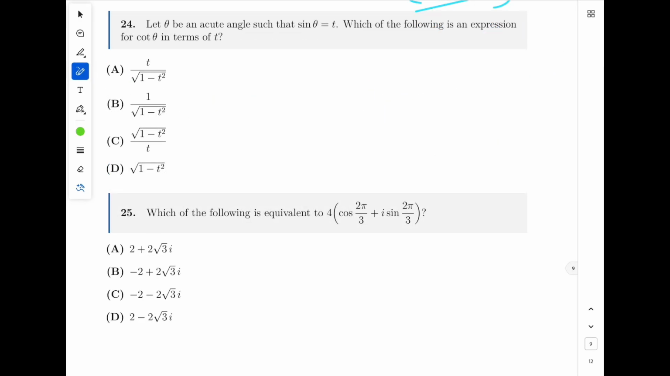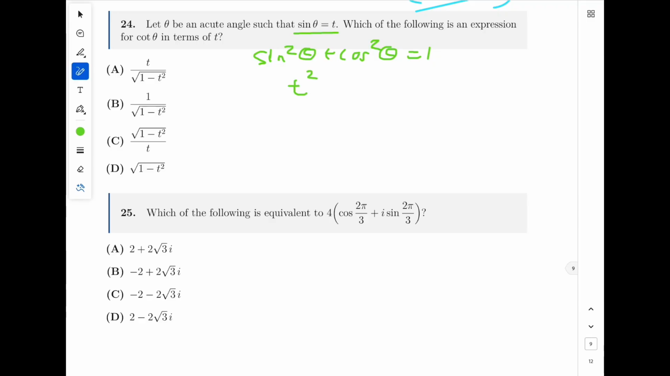Okay, question 24 is again slightly an application of the last question, but it is a bit tricky and non-trivial. We have to find an expression for cot theta in terms of t, where sine theta is equal to t. Now again, the core identity is sine square theta plus cos square theta is equal to 1. But sine theta is equal to t.